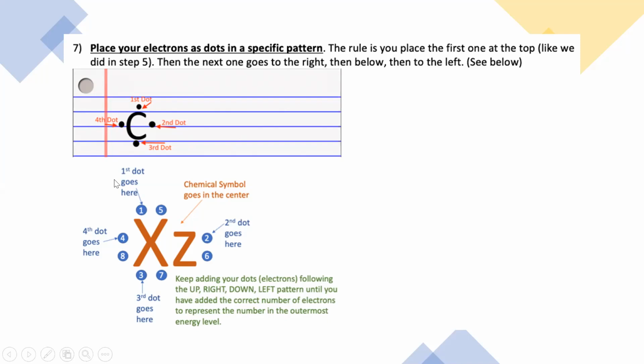If you look at this other one down here, this fake element I made up, XZ, whatever that stands for, you've got the first dot here, the second dot here, third here, fourth here. If it had 8, I would keep going, but the 5th one goes again next to the first one. The 6th one goes below the second one, and just like that. It's a little confusing at first, but you will get used to it. We will all get through this.